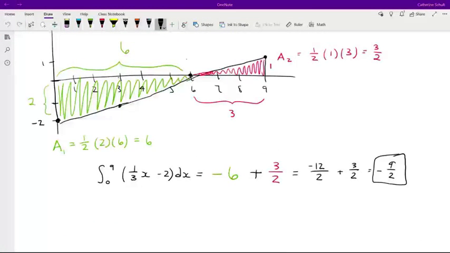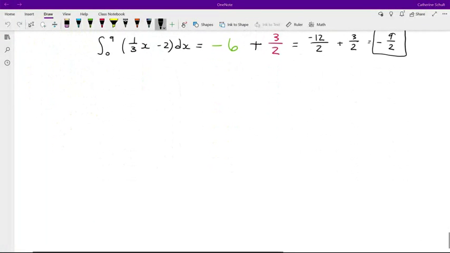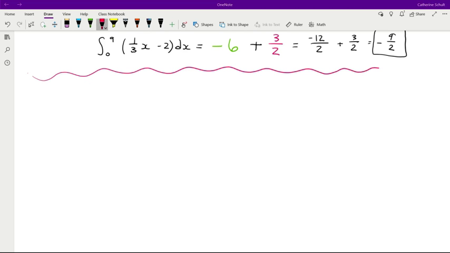Okay, so we're going to see additional ways of approaching this integral problem. The first thing we're going to learn is the midpoint rule.